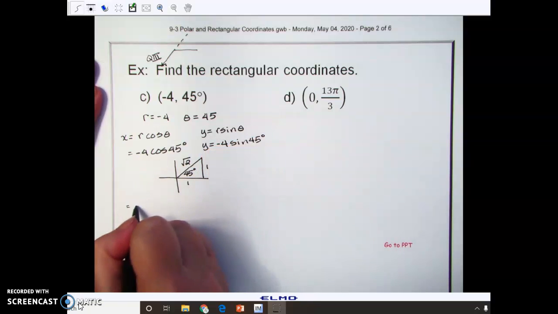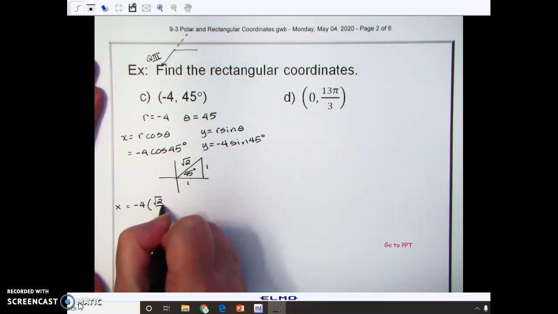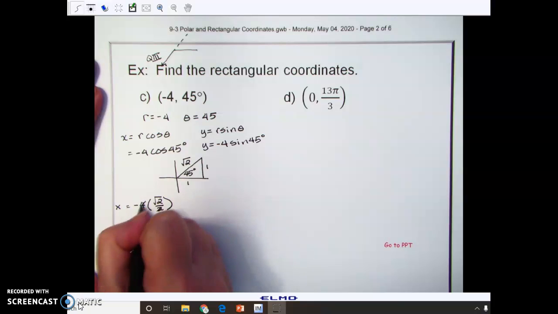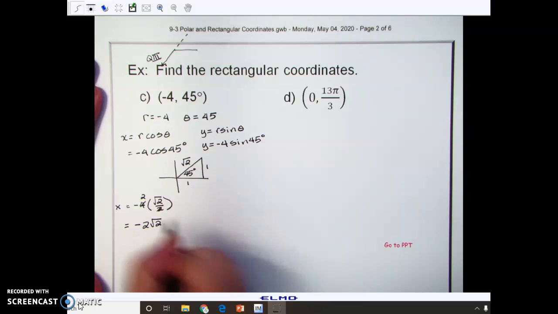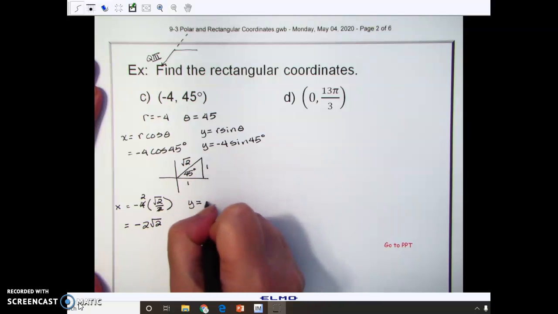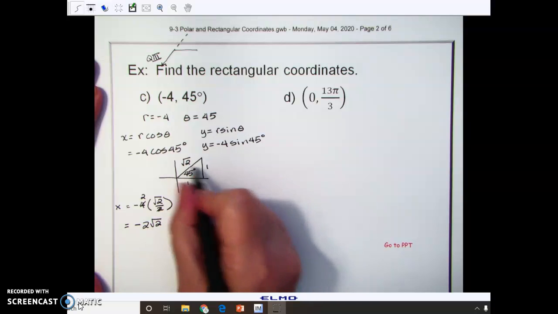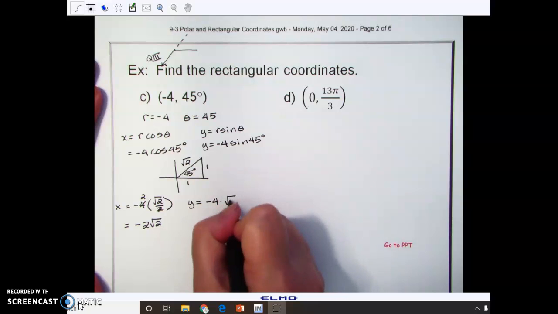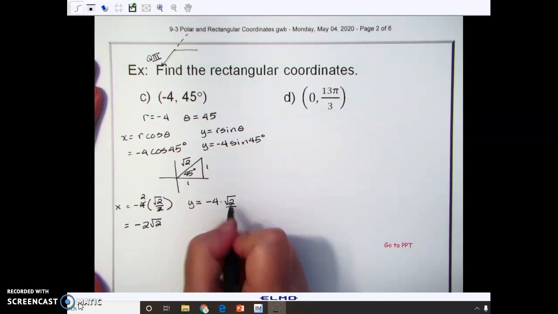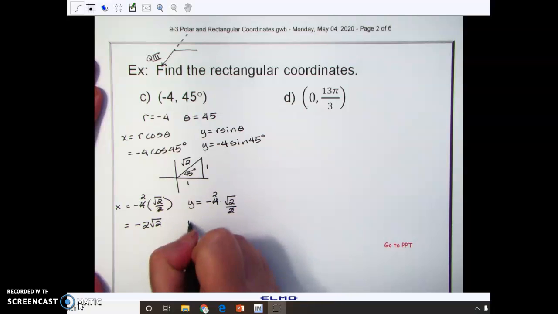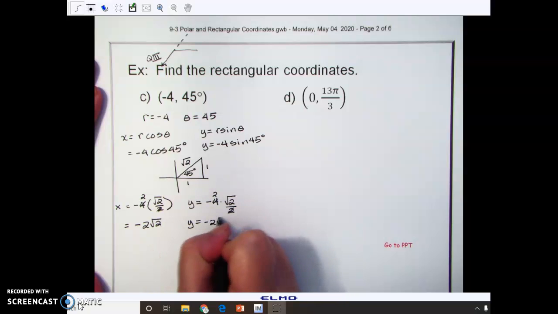So if you notice, x is going to be -4 times root 2 over 2. And so 2 goes into 4 twice, and so we get -2 root 2. And then y is going to be -4 times, and then that's also going to be 1 over root 2, which is root 2 over 2. And 2 goes into 4 twice, making y equal to -2 root 2.